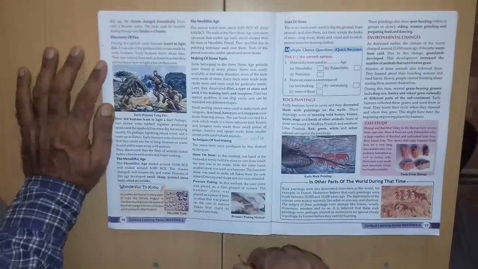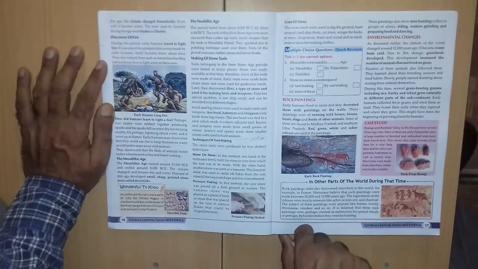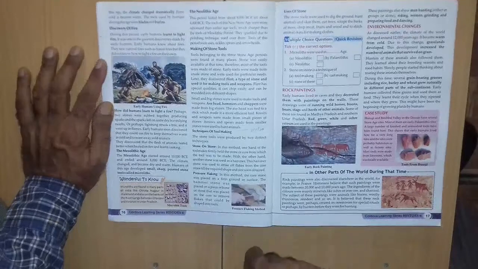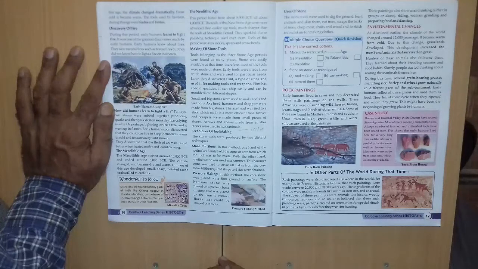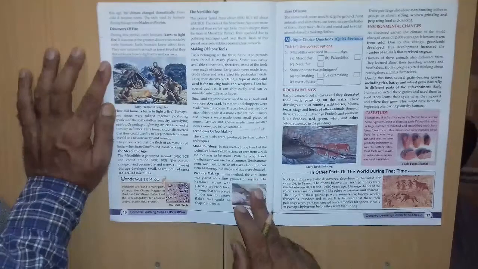The stone tools were produced by two distinct techniques. First one is stone on stone. In this method, one hand of the tool maker firmly held the stone or core from which the tool was to be made. With the other hand, another stone was used as a hammer. This hammer stone was used to strike off flakes from the core stone till the required shape and size were obtained.